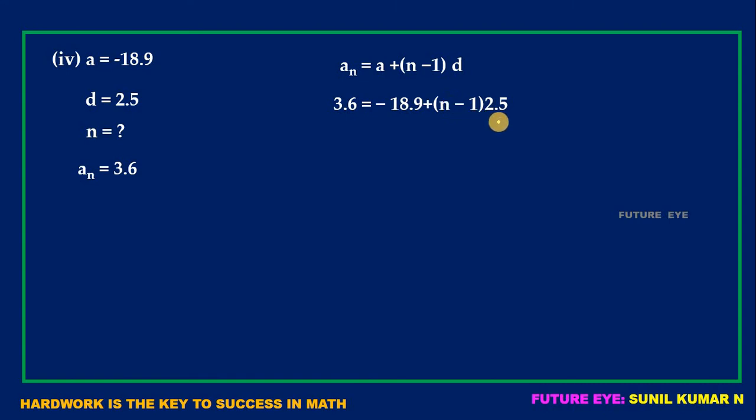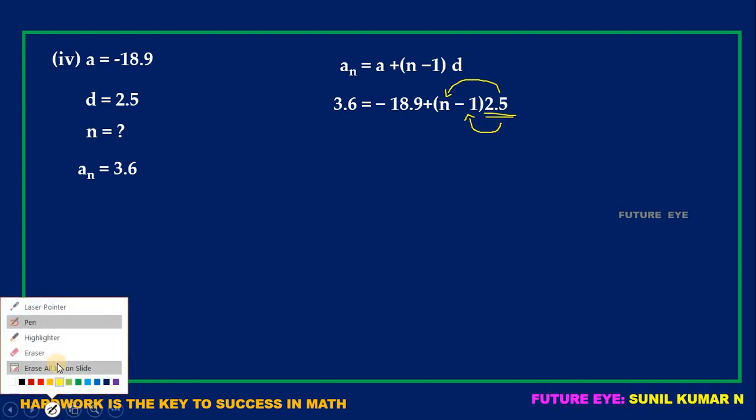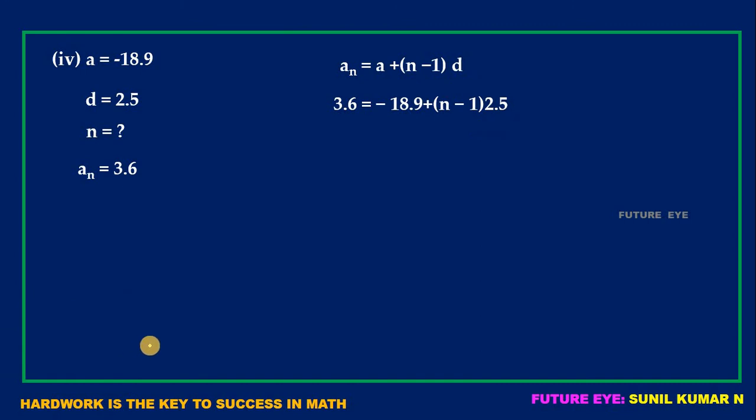See, usually what children will do here is, this 2.5 they'll multiply to N and they'll get 2.5 N. And again 2.5 they'll multiply to minus 1, they'll get minus 2.5. And then they'll go for the simplification. So I recommend don't do that method. The method I'm explaining, go through that. See here, minus 18.9 first transfer to this side. So it will become plus 18.9. Now solve these two, children.